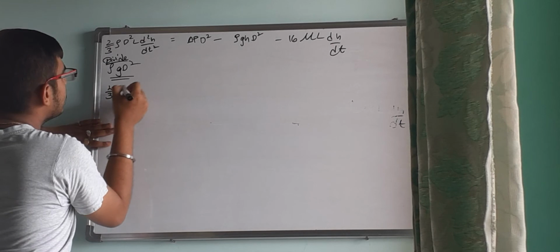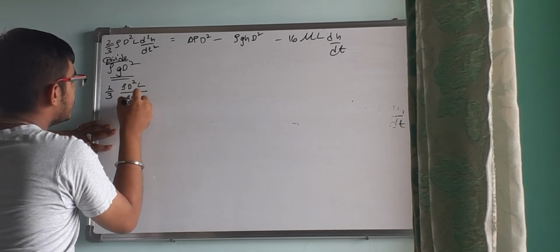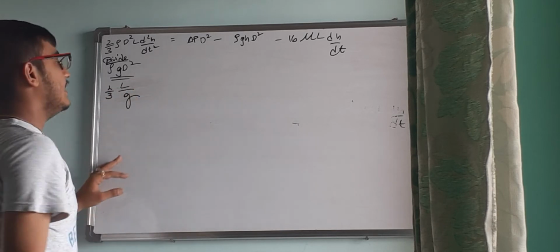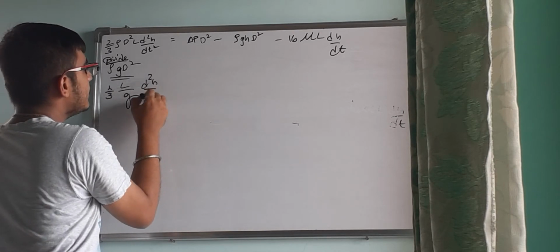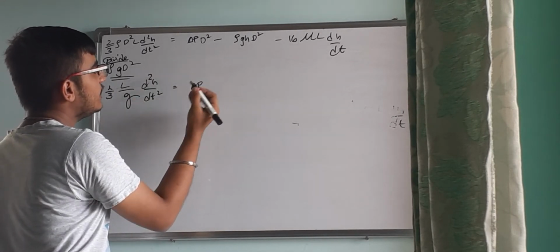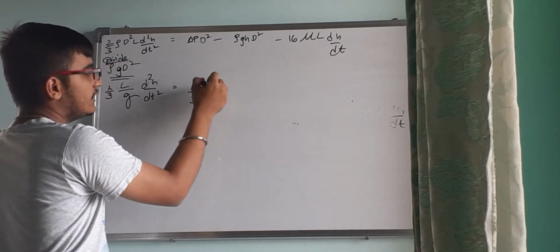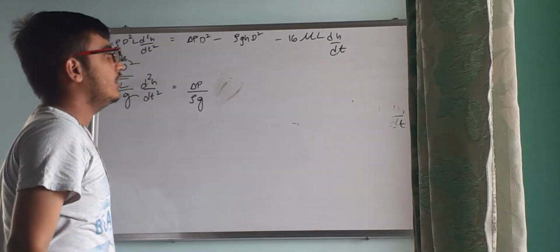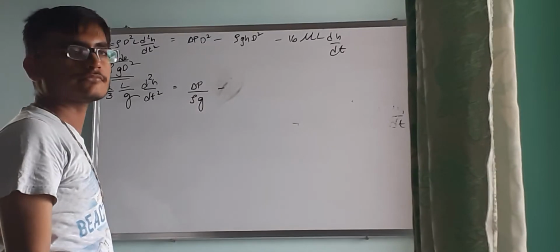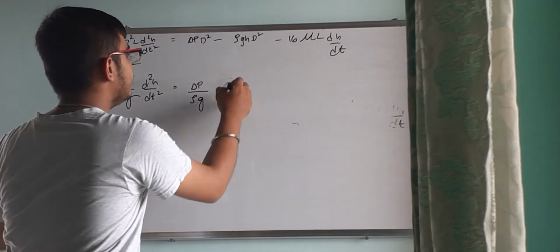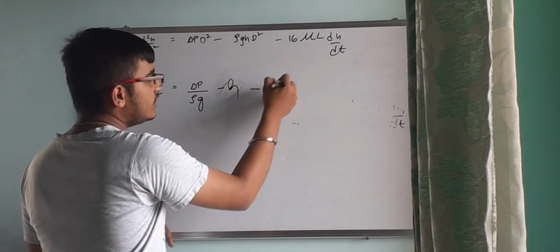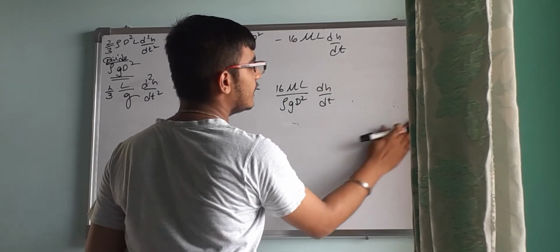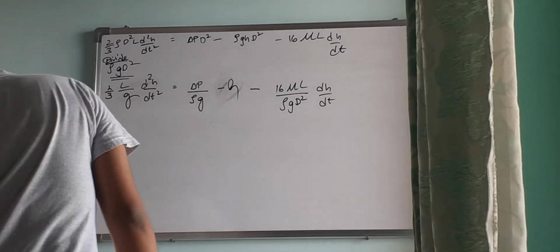So 2 by 3 rho d square L by rho g d square: d square cancels, rho gets cancelled. So you have L by g into d square h by dt square is equal to delta p by rho g, that is delta p into d square by rho g d square. So d square gets cancelled. So delta p by rho g minus rho g d square, so remaining will be h, minus 16 mu L by rho g d square into dh by dt.